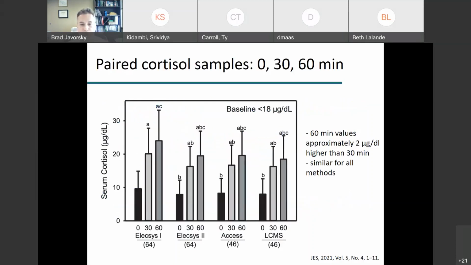So what we found, first of all, was that when you look at the different assays, the 60-minute sample was always higher than the 30-minute sample, and it was similar across the different methods. And one of the important observations is that it was always about 2 micrograms per deciliter different. So that was one of the observations that we saw for this particular comparison.